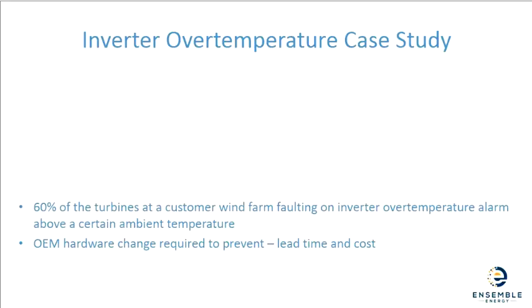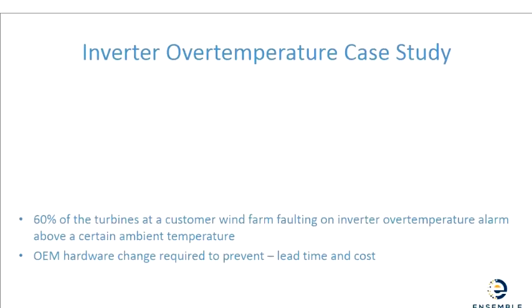They were actually working on the hardware change required to improve this. The hardware change is intended to improve the cooling system of the inverter and prevent these faults. However, there's a long lead time on the implementation, and there are some costs associated with this as well. So our customer came to us and said, hey, can you guys use machine learning to help us out with this? And we said, absolutely.